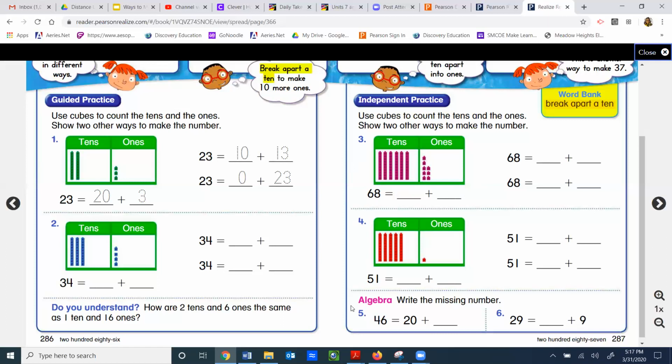For number 5, it says write the missing number. It says 46 equals 20 plus blank. I would recommend drawing a picture of this like we did in the PowerPoint.